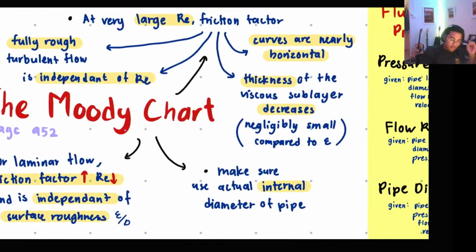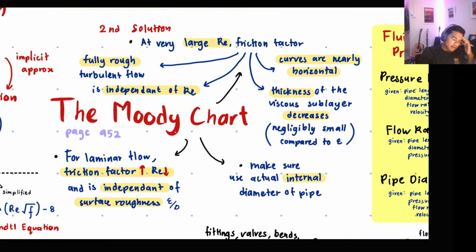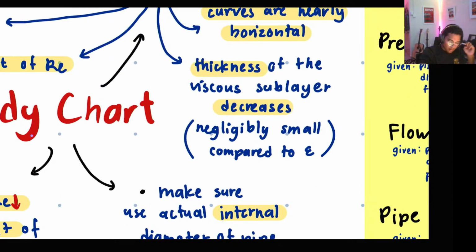Okay, so what can we observe from the Moody chart? There are three things that we can observe from the Moody chart. Firstly, at very large Reynolds number, the friction factor curves are nearly horizontal. The thickness of the viscous sublayer decreases. It is negligible compared to the roughness, which is the relative roughness. It is independent of Reynolds number. It is also called the fully rough turbulent flow. Okay, remember I said about the thickness of the viscous sublayer.